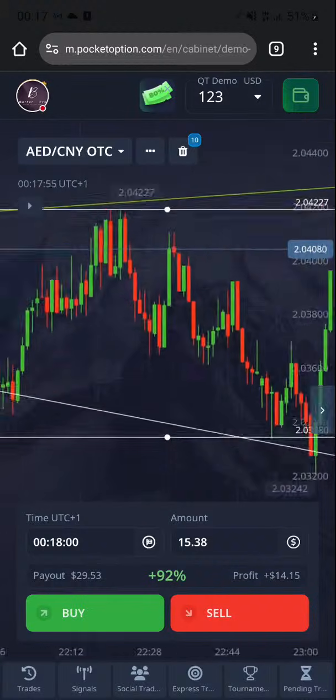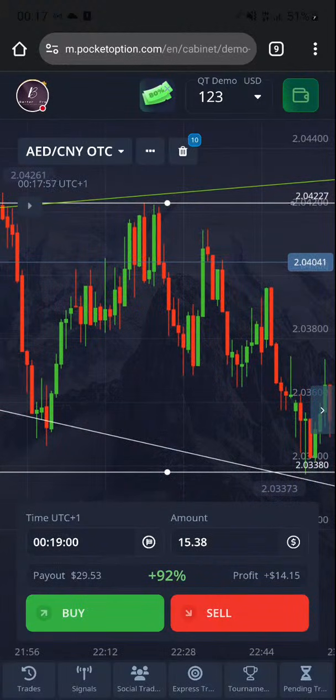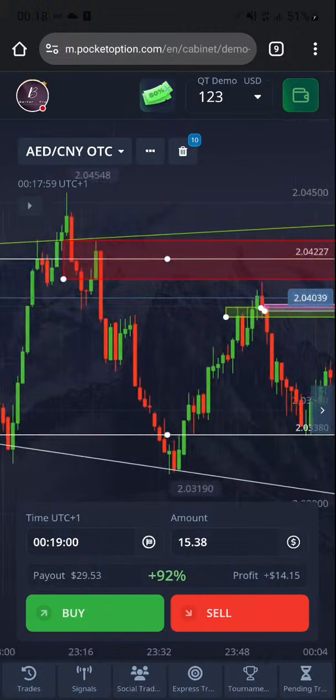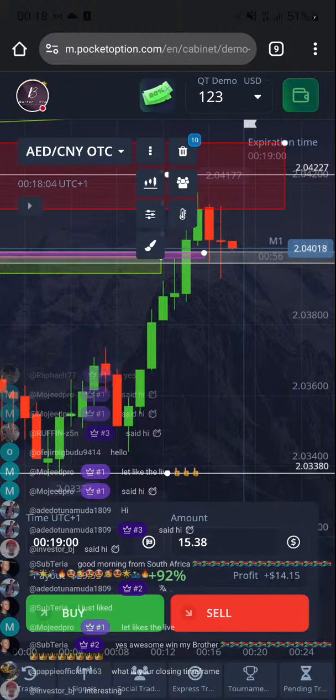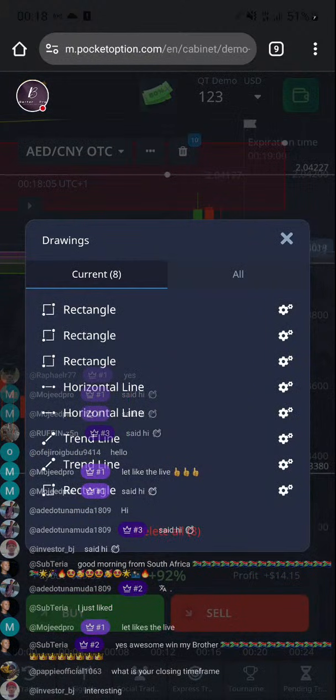And remember, we have this white line from M15. You understand? It is a resistance line. So if price breaks this resistance line, now we can go with the sellers because we're inside a supply area.